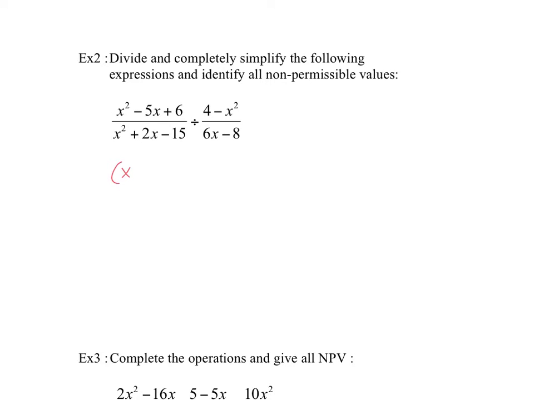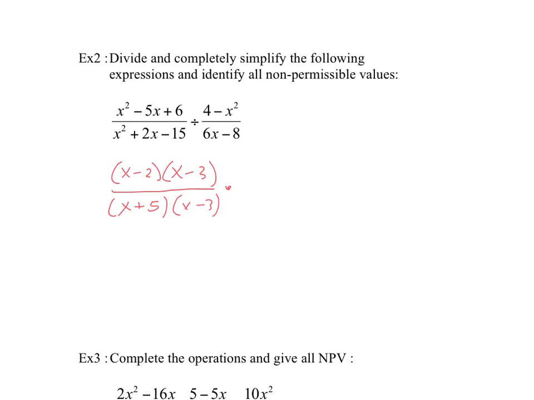So over here you're going to have the factors x minus 2 and x minus 3. So two numbers that multiply to 6 and add to negative 5. And you divide by x plus 5 times x minus 3. Again, two numbers that multiply to negative 15 and add to 2. Okay, so we're going to change this into multiplication. And so now this is now on top.